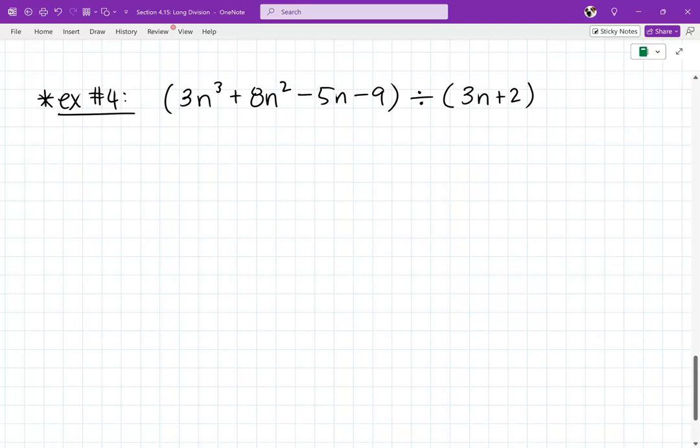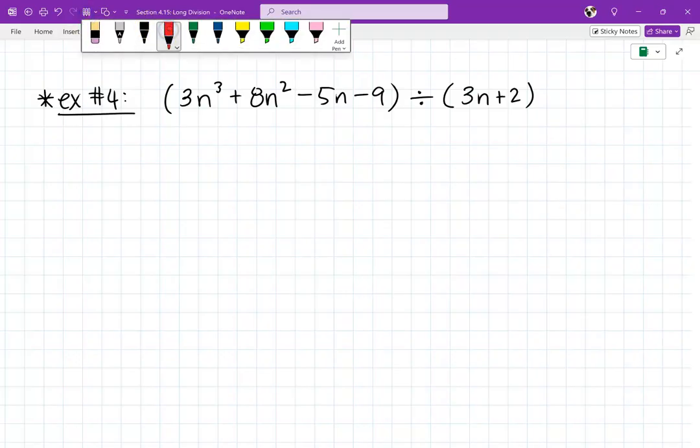3n cubed plus 8n squared minus 5n minus 9 divided by 3n plus 2. So notice two terms. I'm dividing by two terms. That means I can't split it apart and make it simple, not like the first two examples. Okay? This requires long division.